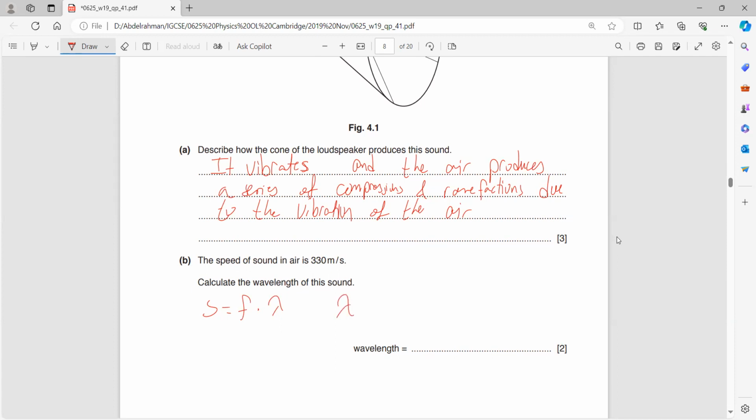Wavelength equals speed over frequency, sorry, so 330 over the frequency, which is 15,000 hertz, right? So what does this come to? 330 divided by 15,000 gives me 0.022. What's the unit of the wavelength? Meters. Meters, meters. Well done.